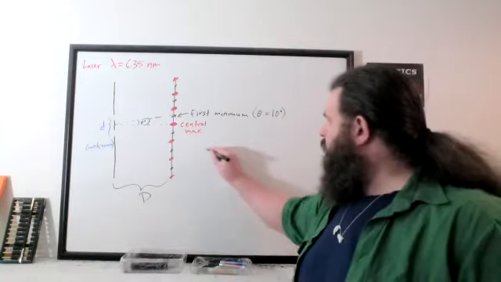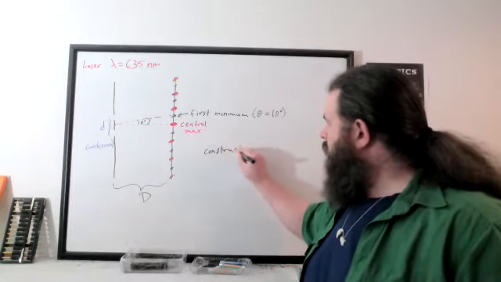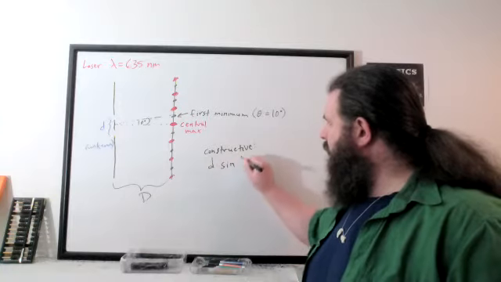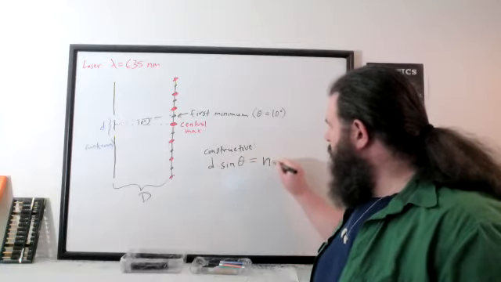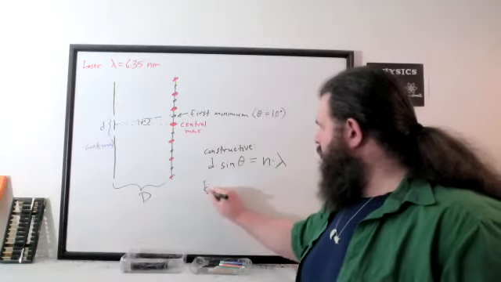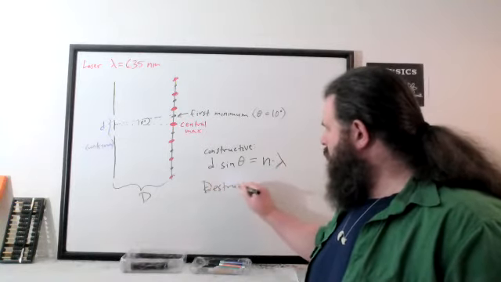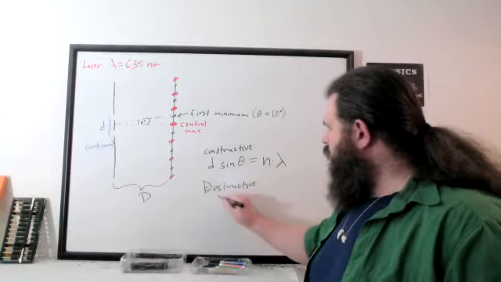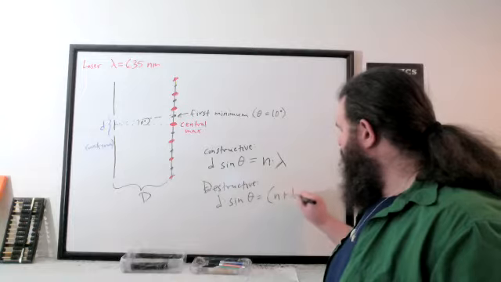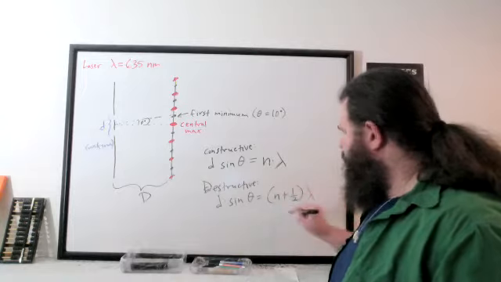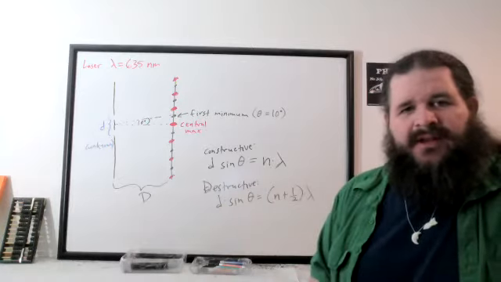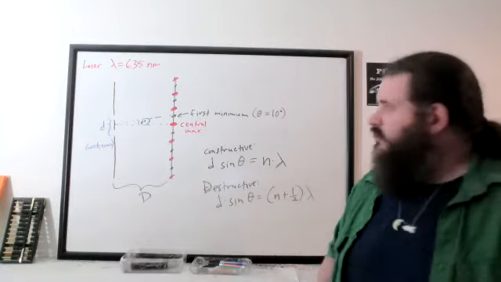And typically we get constructive interference when d times sine theta equals a whole number times the wavelength. We get destructive interference when d sine theta equals something and a half wavelengths. Because the d sine theta ultimately tells you geometrically how much further one of the waves is traveling.